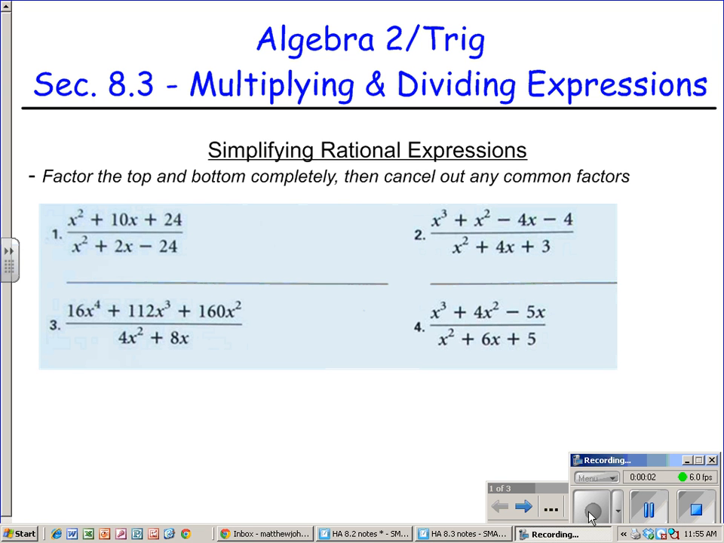Hello everybody, these are the notes for section 8.3 for Algebra 2 Trig. We'll talk about multiplying and dividing expressions. The first idea with this is just simplifying a rational expression.